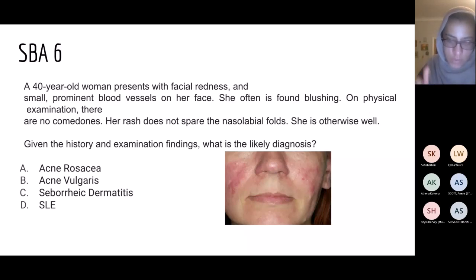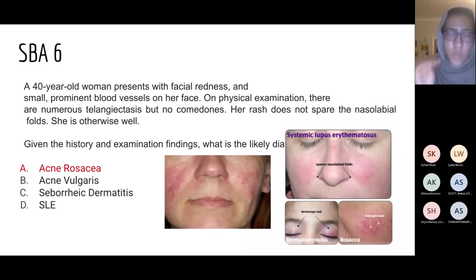Okay, so I'll stop it there. So what this is referring to is acne rosacea, which is a type of chronic skin condition which affects the blood vessels in your skin. And you typically tend to see this in more fair individuals, although you can definitely see it in individuals with darker skin tones.